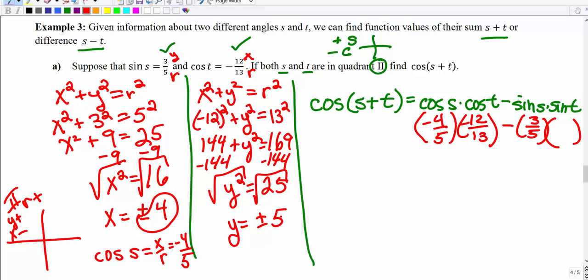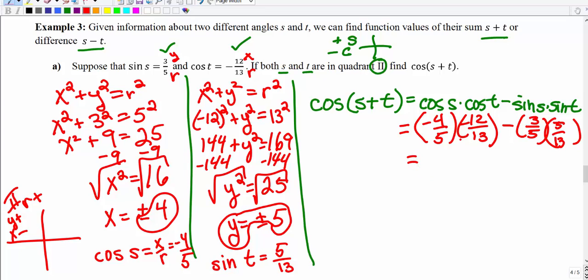So if we're working in quadrant 2, since both angles are in quadrant 2, y is positive, so we will take the positive value for y. So what we were looking for is the sine value of angle T, and that would be the y value divided by the r value for that angle T, which is 13. So we're going to come over here in our formula and put in 5 over 13. So now we know all four pieces of the identity.